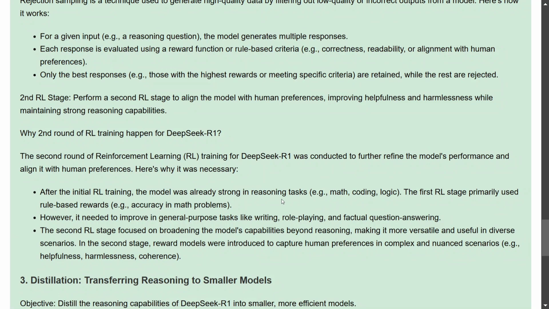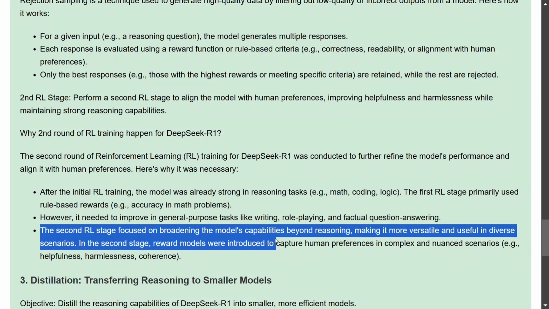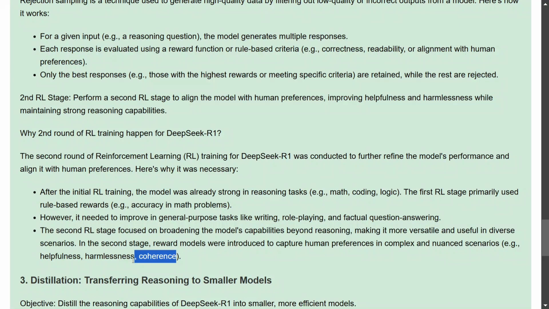So the first round was more towards accuracy, the second round was more towards humane preferences. So the second round of reinforcement learning focused on broadening model capabilities beyond reasoning. So not just reasoning and accuracy, it was more towards improving the answers in coherence, harmlessness, helpfulness, etc. So this is how the two models were trained.